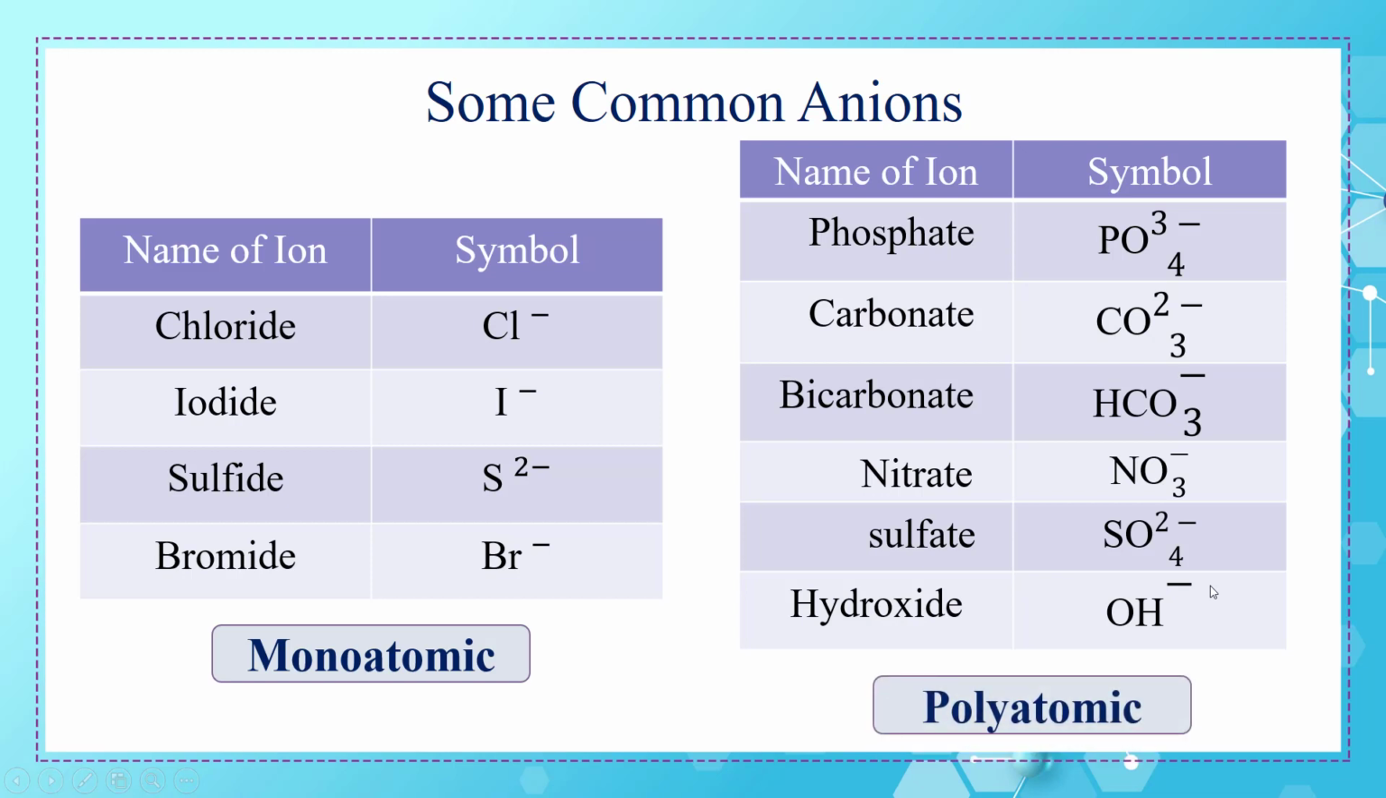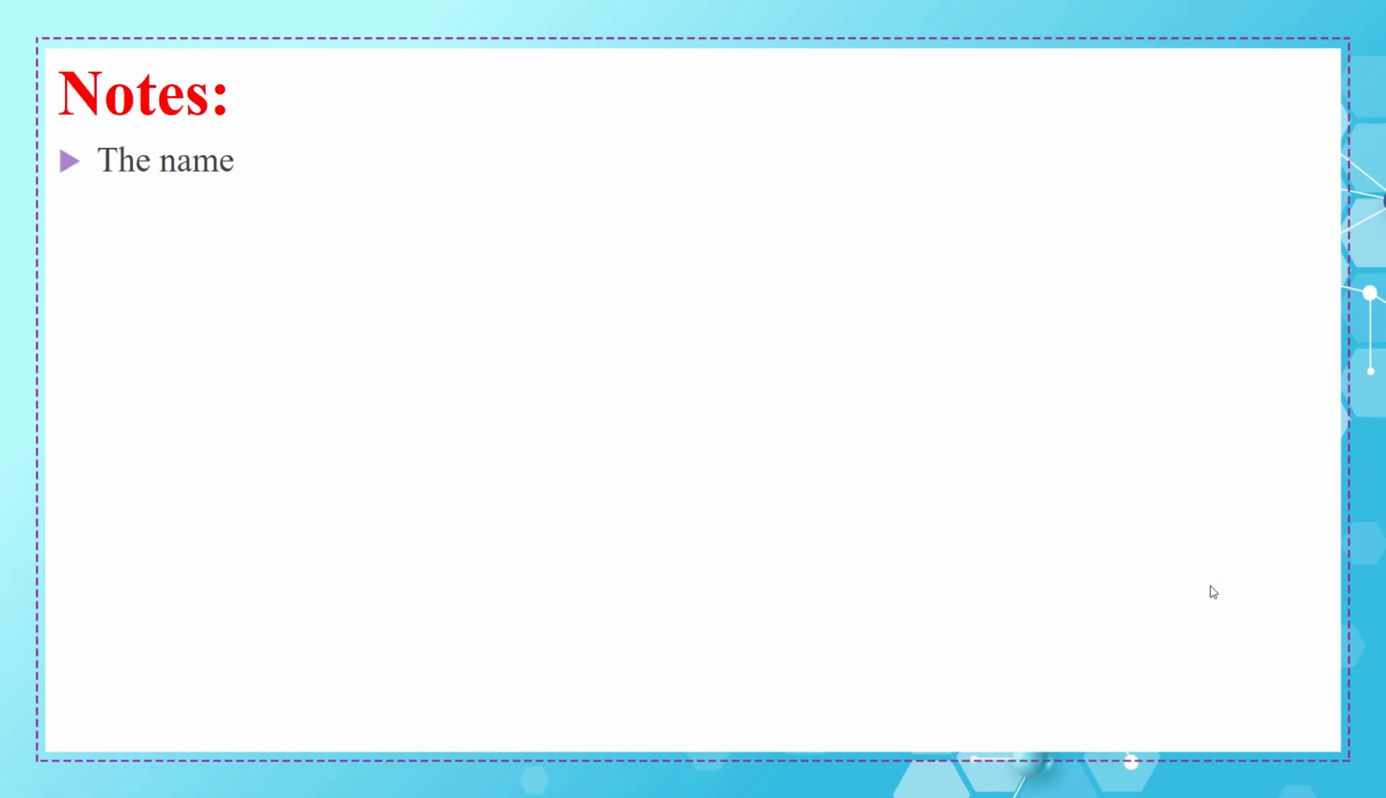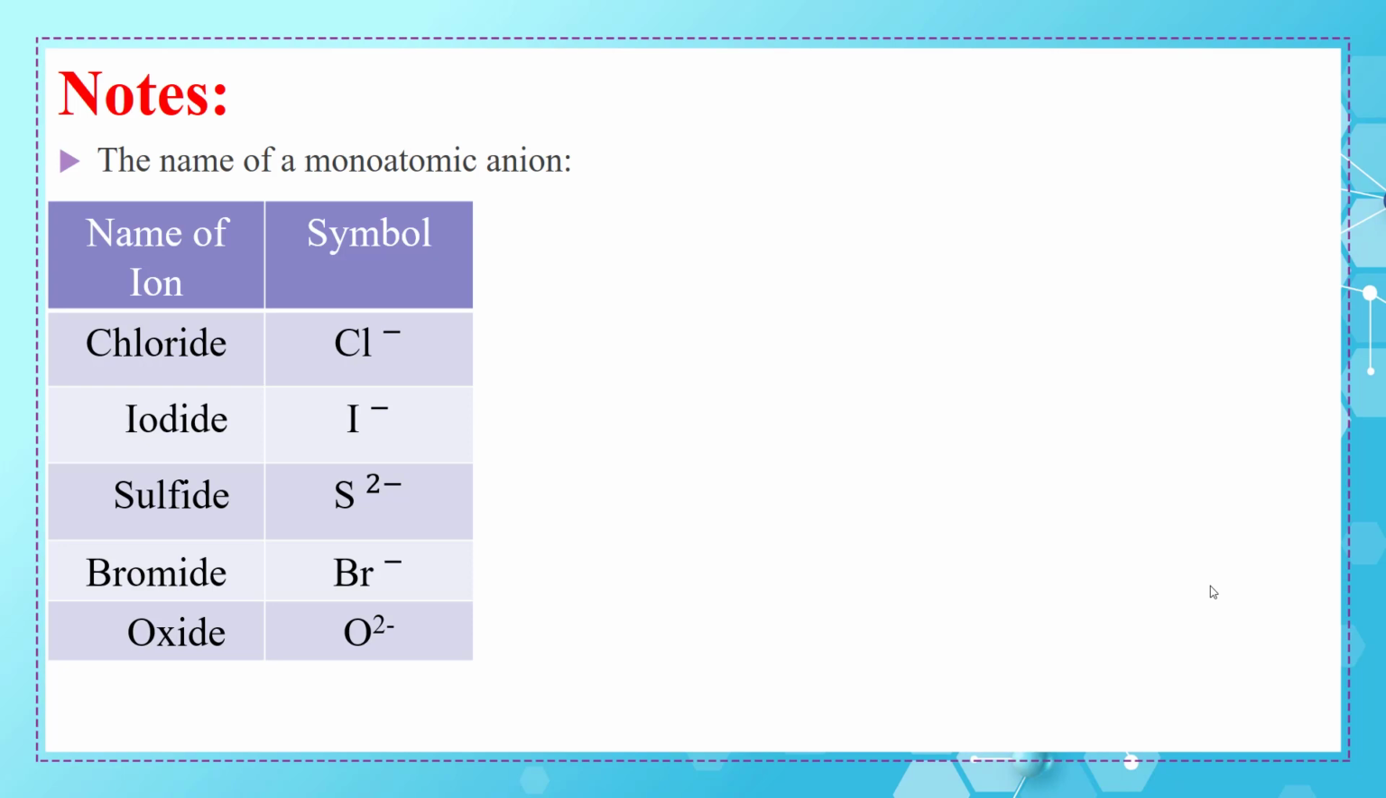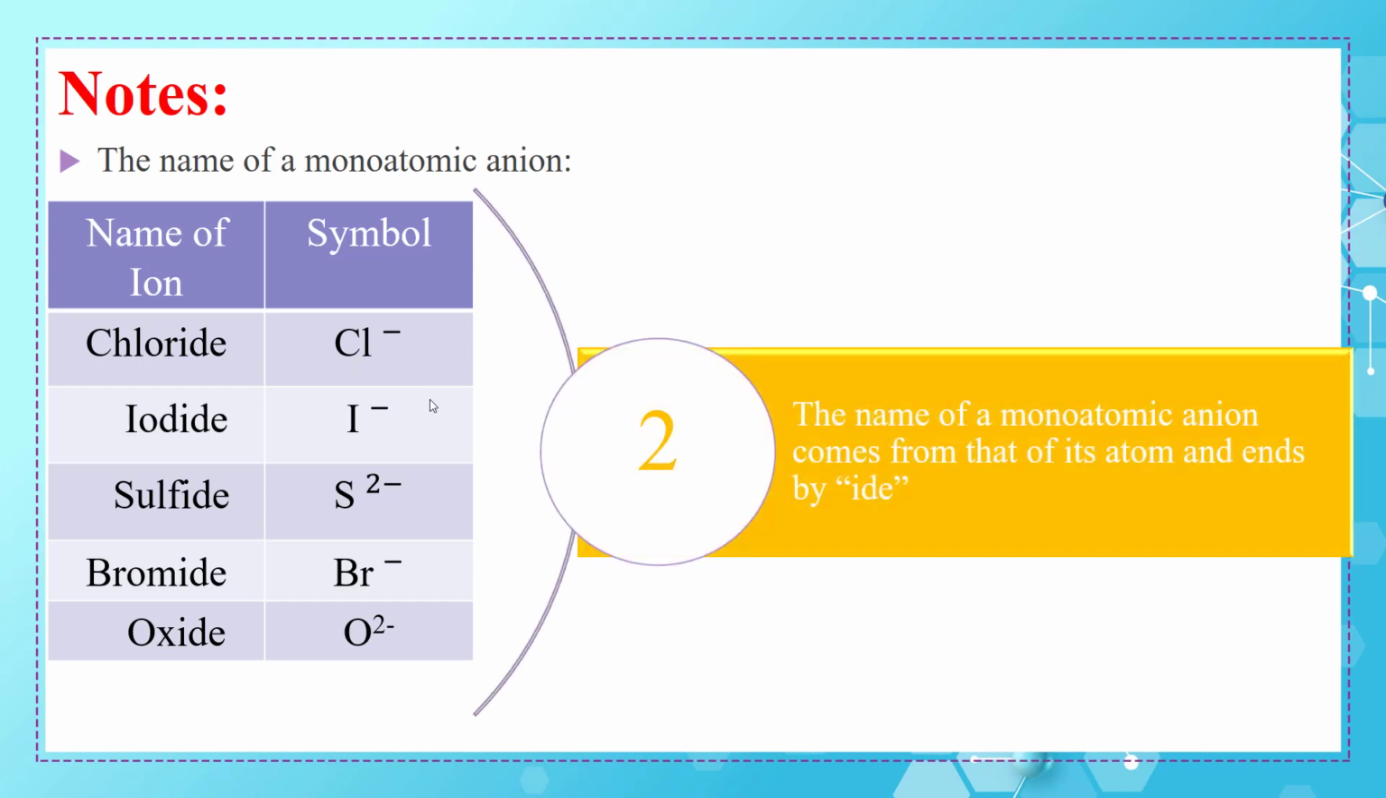How to name the monoatomic anion? Here, as you see, we have a group of anions, monoatomic anions, but how to name them? It is so easy. Just by applying the following rule, we can name them by the name of a monoatomic anion comes from that of its atom and ends by IDE. How?